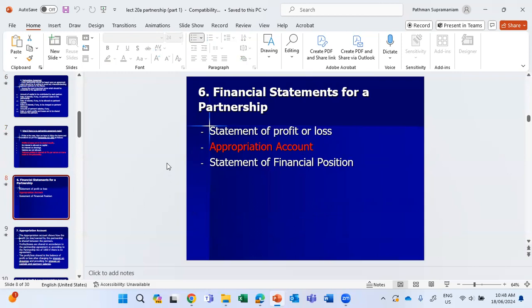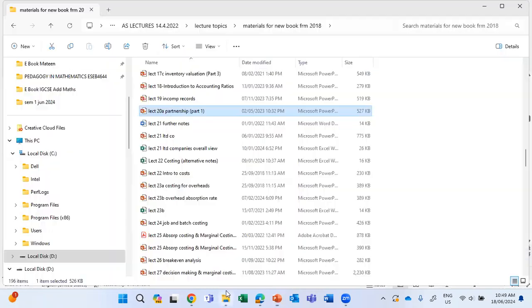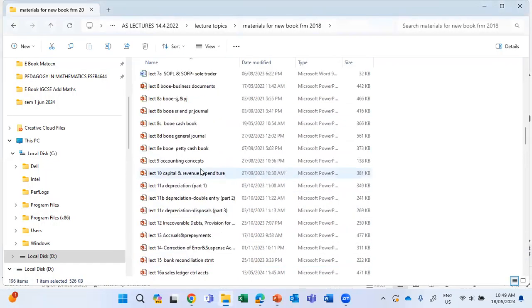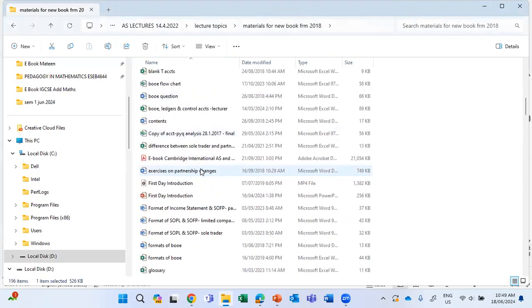Okay, now accounting is not complete without financial statement. So how does the financial statement look like for a partnership? A partnership will prepare a statement of profit or loss just like a sole trader does. But after the statement of profit or loss, they will prepare something extra called the appropriation account. So we'll look into the format of this now.